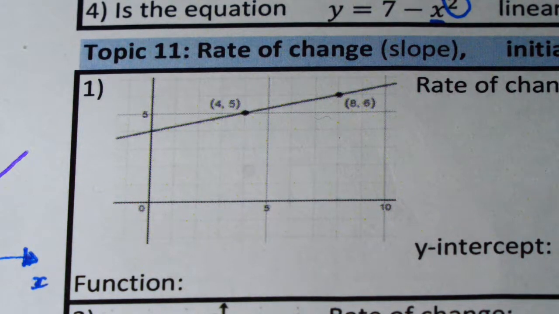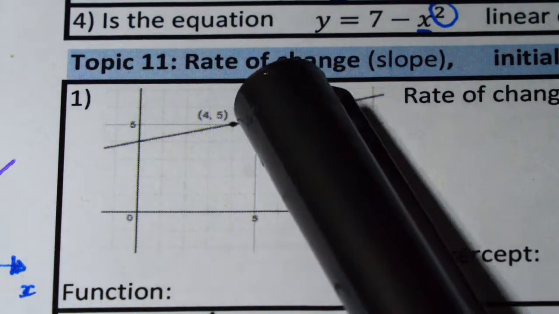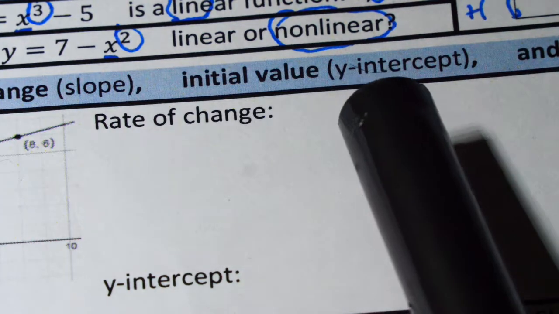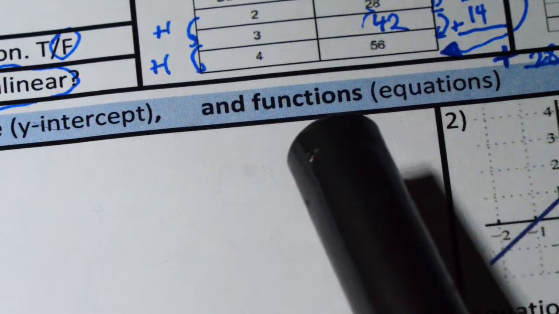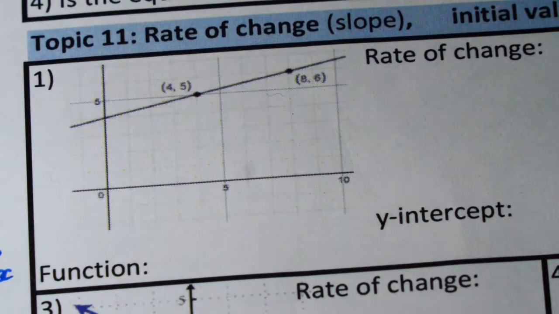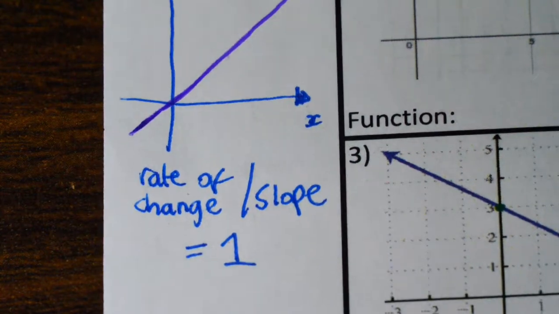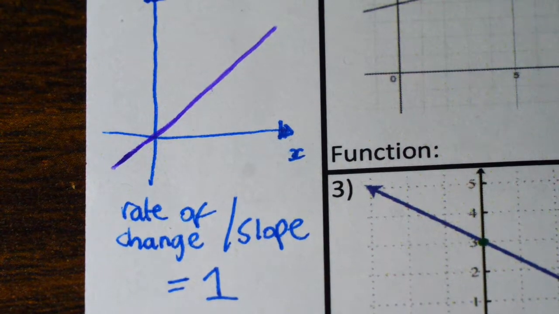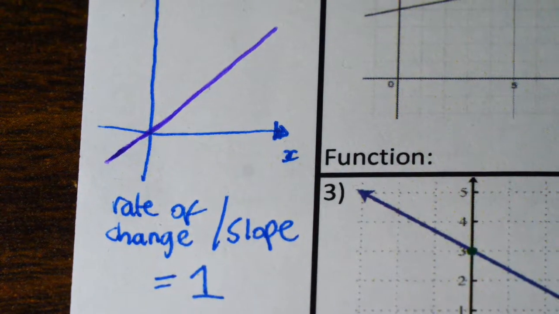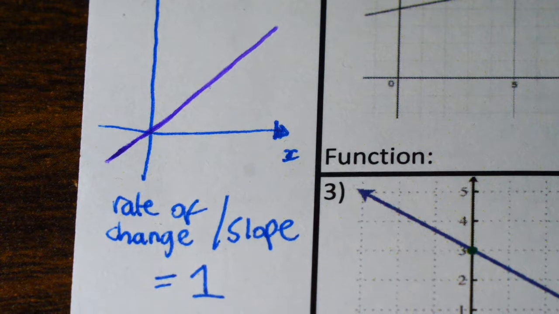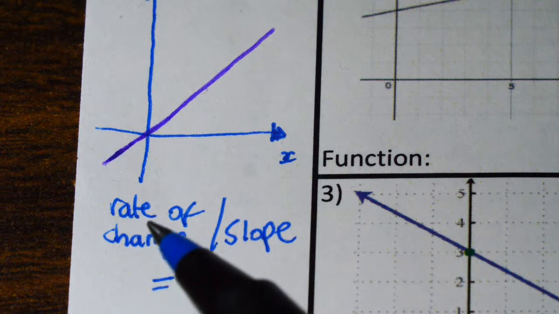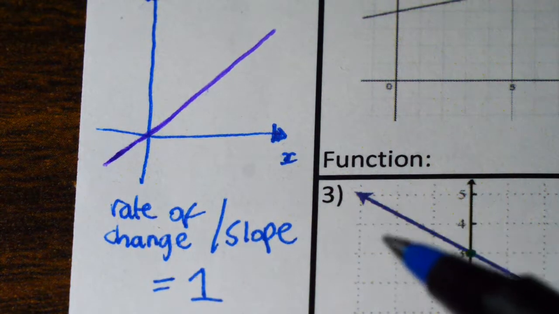Topic 11, we are looking at rate of change or slope, initial value or y-intercept, and functions or equations. Before we start the first question, I'm going to look at rate of change or slope. On a graph, we have two graphs here. The rate of change or the slope means how fast something is changing. That's what rate of change means, how fast something is changing.